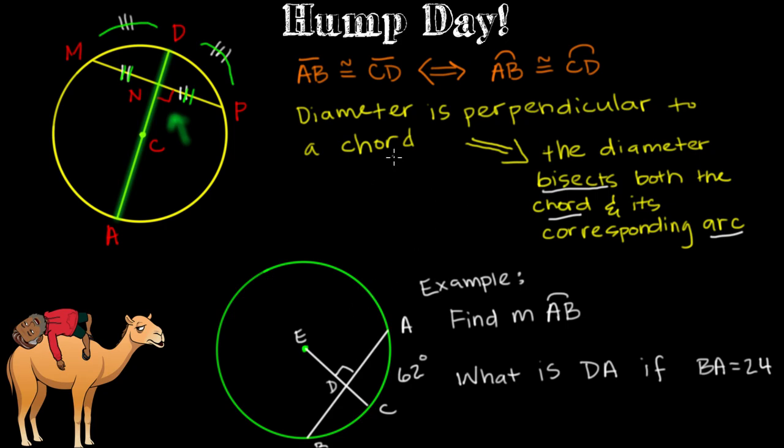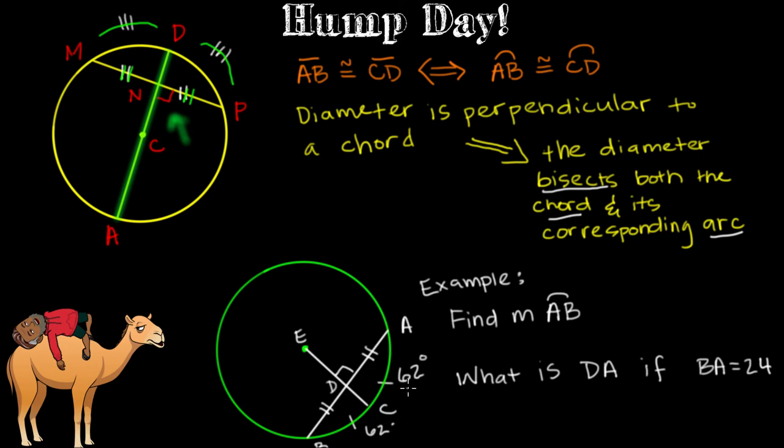And this theorem says that if the diameter or a piece of the diameter, the radius, is perpendicular to a chord, then the radius bisects the chord. So this is going to be congruent over here. And it also bisects the arc. So we could say that the arcs are congruent to each other as well. You'll notice that arc AC is 62, which means arc BC must also be 62 because they're going to be congruent to each other because of that perpendicular radius.